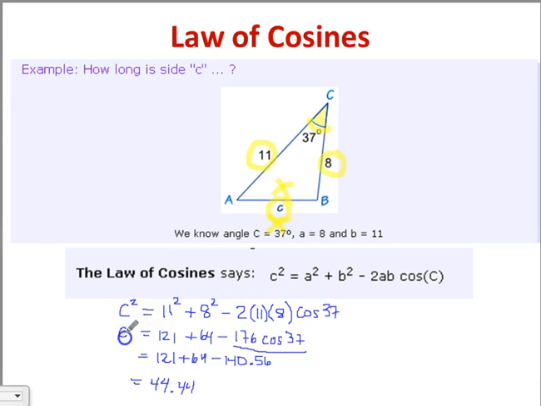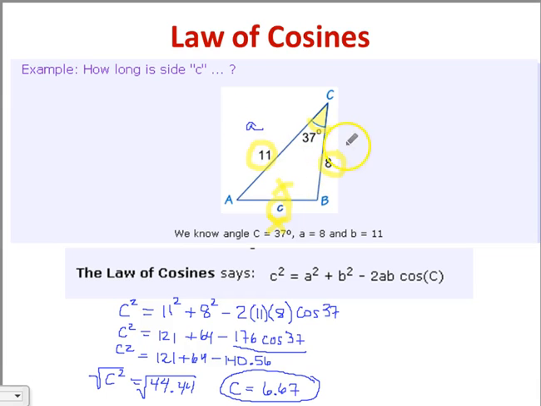44.44. So remember, this was always equal to c squared. So we're not done yet, because that was equal to c squared. We want to get c all alone, so we're going to take the square root of both sides. So the square root of 44.44, and I get an answer of c equals 6.67. And we're done. So that is the law of cosines.